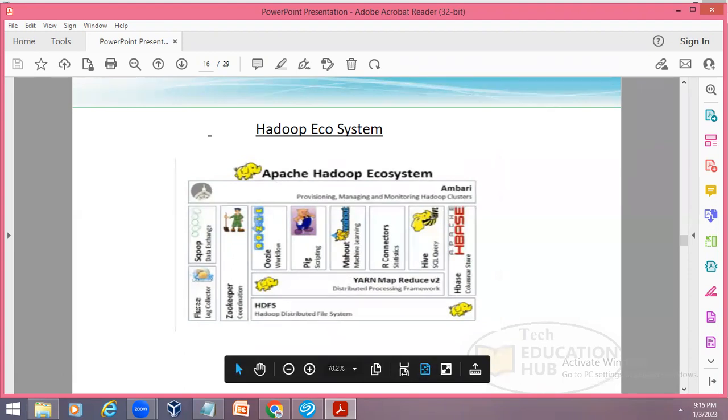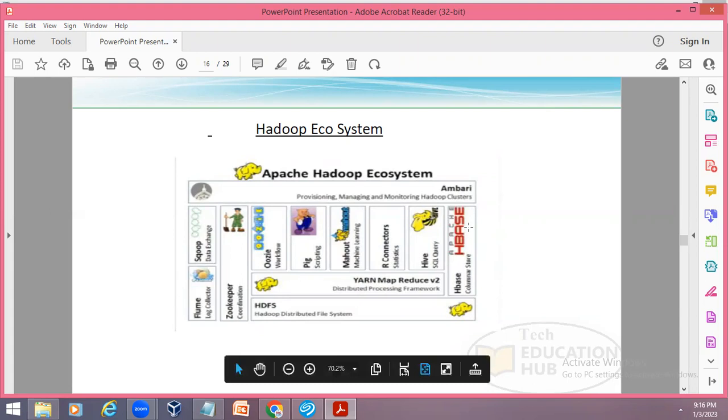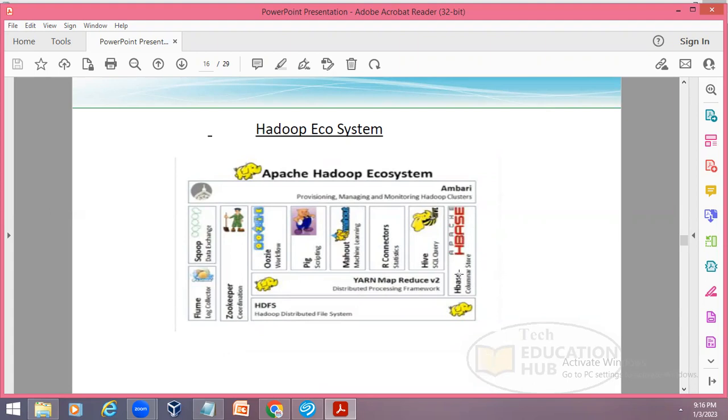Just like if you have log data, you can use Flume. This component you can use for your data ingestion. Suppose you are working with some RDBMS, let's say DB2 or Oracle, and you want to ingest the data. In that case, you can go for Sqoop. Similarly, HBase: if you are working with any NoSQL database, you can go to HBase.